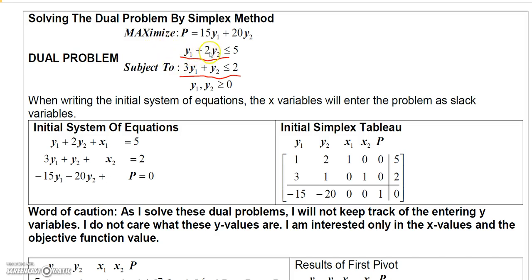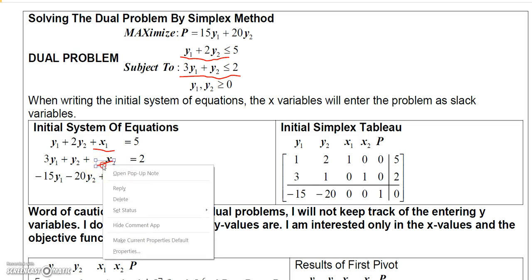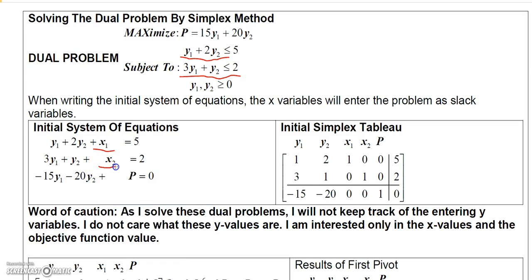So when we convert this inequality to an equation by adding a slack variable, we use x1 for the slack variable. So that would give us y1 plus 2y2 plus x1 equals 5. And then when we write the second one as an equation, we add the x2 to it. And so when we do that, we get 3y1 plus y2 plus x2 equals 2. And that's really the only thing that changes there. Instead of using s's, we're just going to use the variables from the original problem.